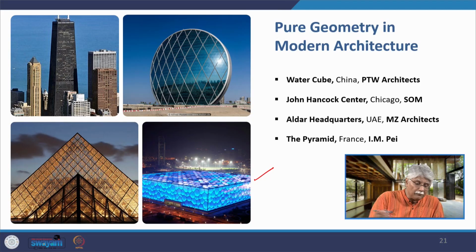Or it is for example in the John Hancock Center, which is tapering towards the top, or the glass pyramid by I. M. Pei, or the Aldar headquarters in the UAE, this massive pure geometrical form. This has become possible in the 20th century. So, that vision came alive quite a while later.